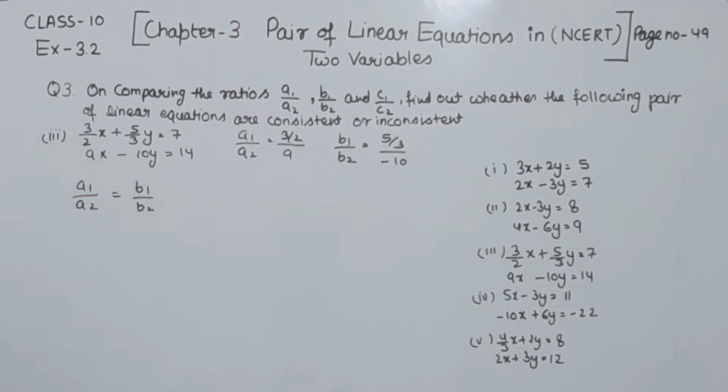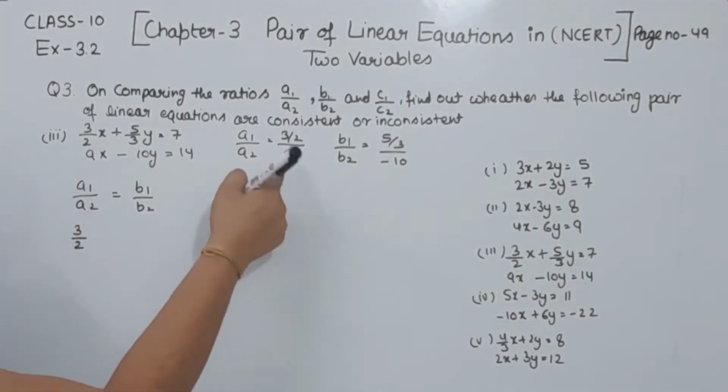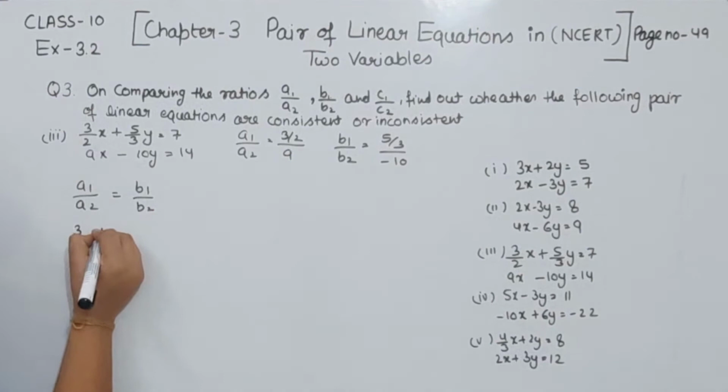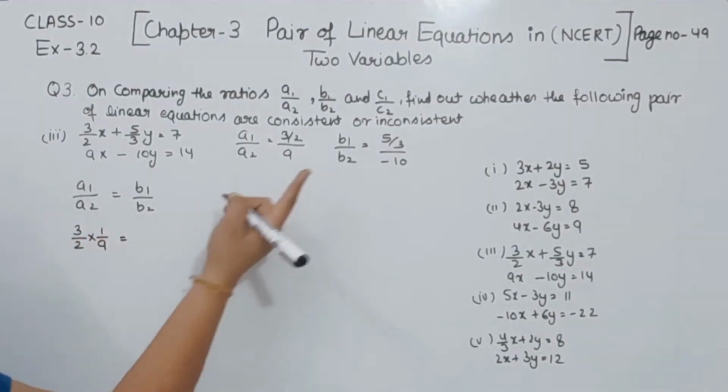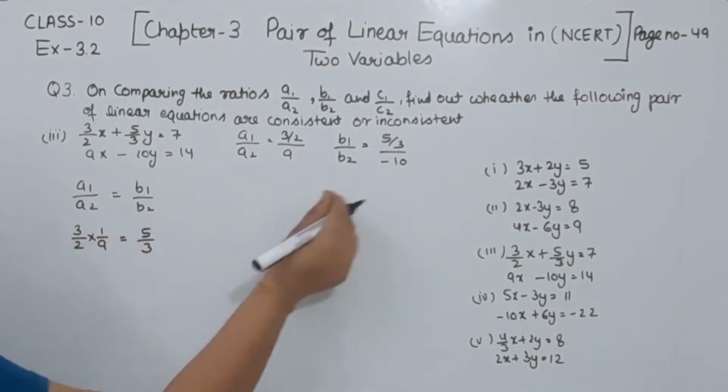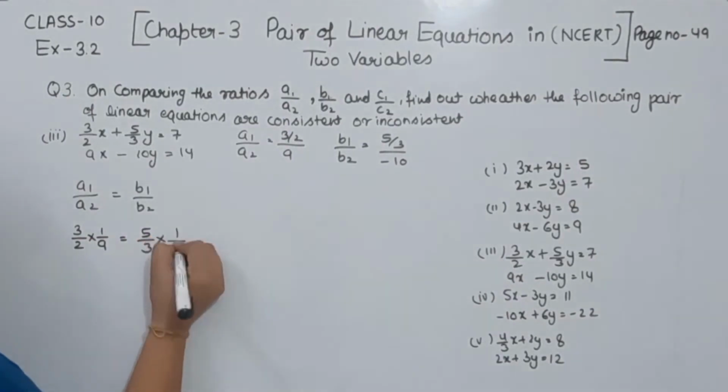Now here we have 3 by 2 and in the denominator we have 9. So I'm going to write here 3 by 2. We are going to reciprocate this one. This will become 1 by 9. Here we have 5 by 3. Now we are going to reciprocate this 10. This will become 1 by minus 10.